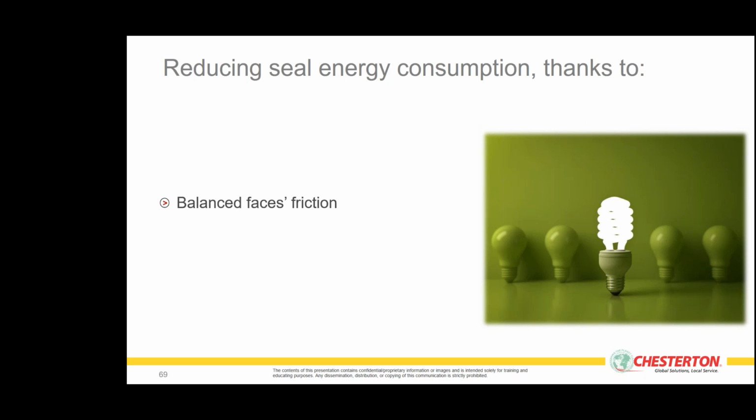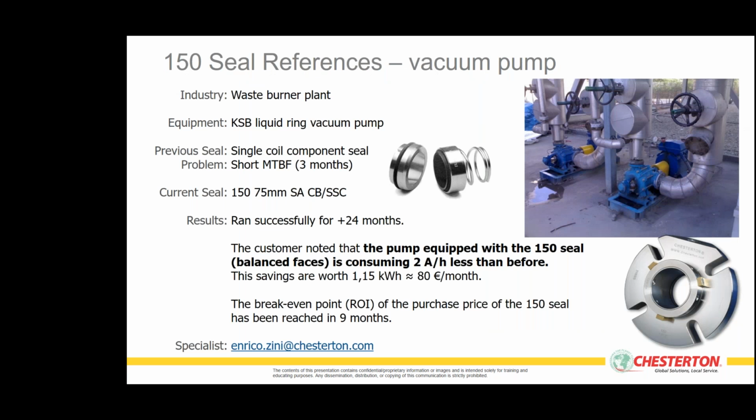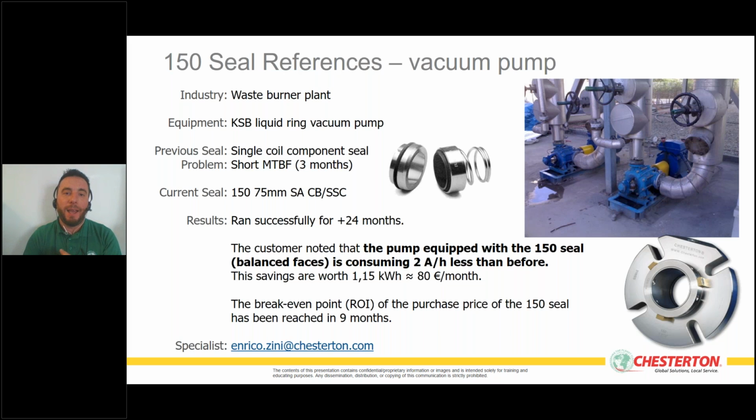And that's exactly the same thing that we offer with the energy reduction with the mechanical seals. Our mechanical seals are balanced. This means that they will consume less energy because they have less friction. That's the case based on my personal experience on KSB liquid ring vacuum pumps, where the non-balanced original mechanical seal has been replaced by a balanced mechanical seal. And the customer itself noticed that the pump was absorbing 2 amperes less than before with an amperometer.